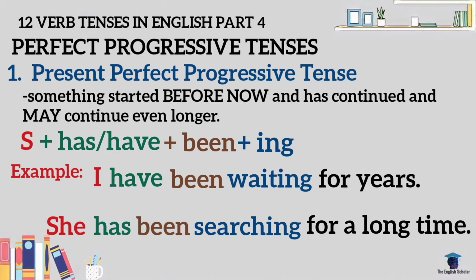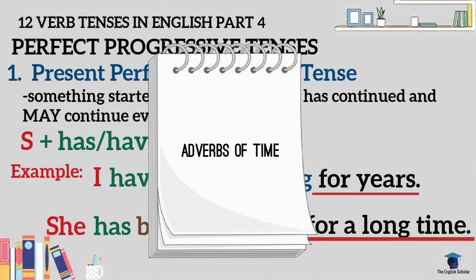In these sentences, we know that both the waiting and the searching started because of the word been. And we know it is continuing because of our gerund or ing verb, waiting and searching. As I mentioned, this tense also highlights the time that the action goes on. If you notice our two example sentences, we used for years and for a long time. These phrases are called adverbs of time.